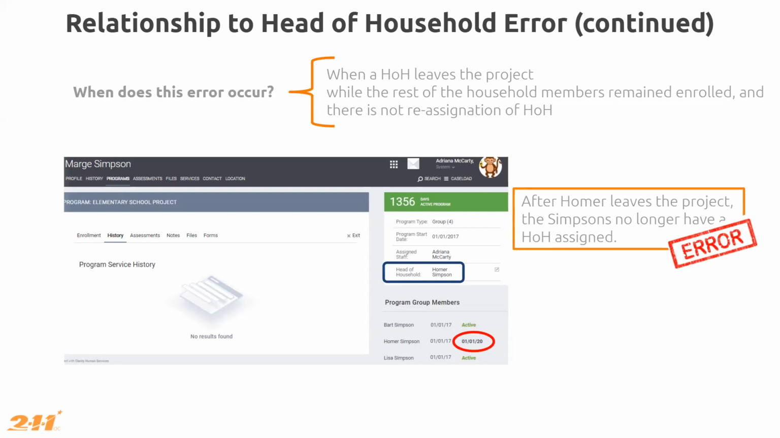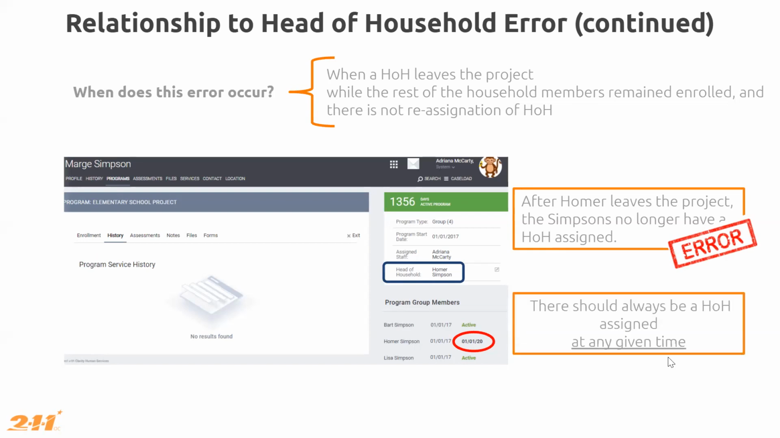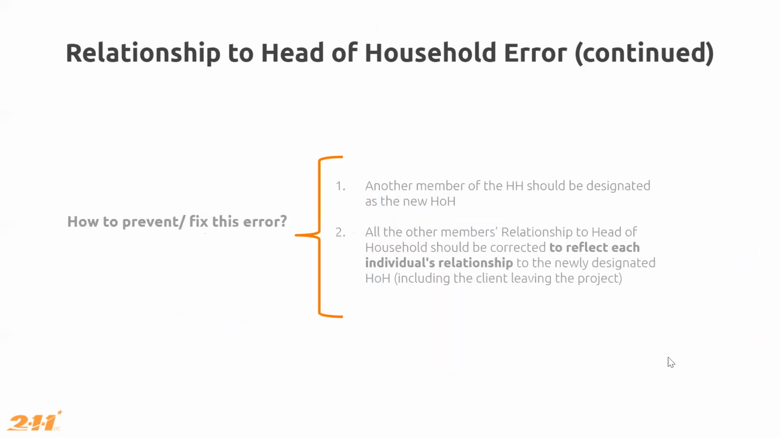So they had a head of household from 2017 to 2019, but they did not have a head of household for 2020 because Homer left the project on January 1st. And this is violating the rule that there should always be one head of household at any given time. How do we fix this error?